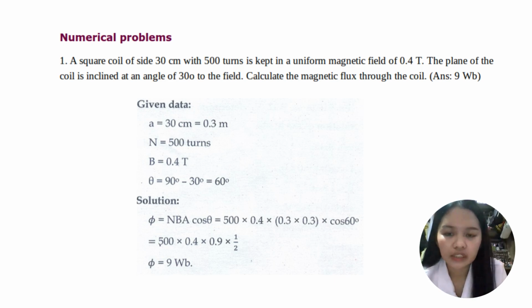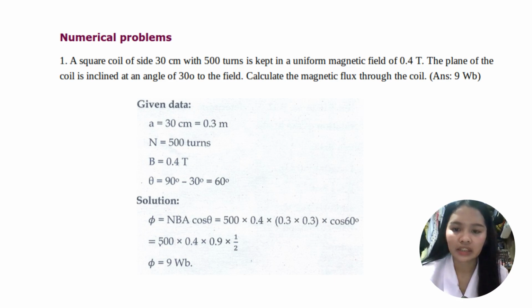So here is an example of a numerical problem. A square coil of side 30 centimeter with 500 turns is kept in a uniform magnetic field of 0.4 Tesla. The plane of the coil is inclined at an angle of 30 degrees to the field. Calculate the magnetic flux through the coil, where the answer is 9 Wb.